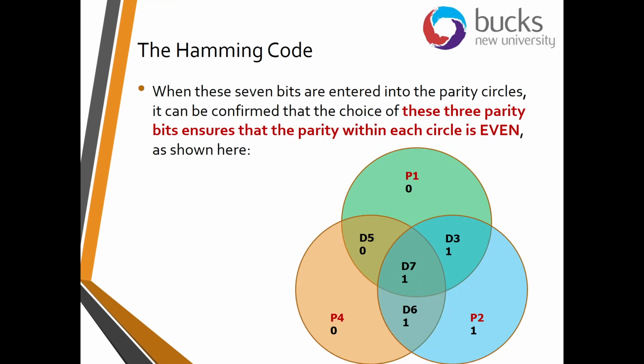So when these 7 bits are entered into the parity circles, it can be confirmed that the choice of these 3 parity bits ensures that the parity within each circle is set to even. And you can see that a little bit more clearly, I suppose, with the circles there. So if you take individual circles, the green circle, the blue circle, and the orange circle, you can see that we've set even parity with the bits that are inside it. So even number of 1 bits in each circle.